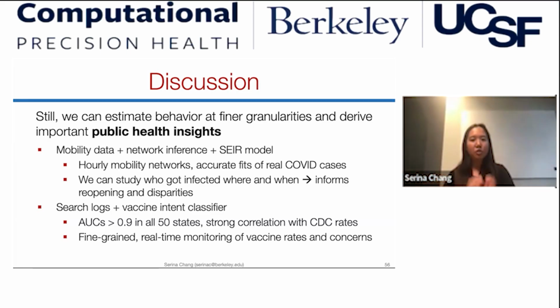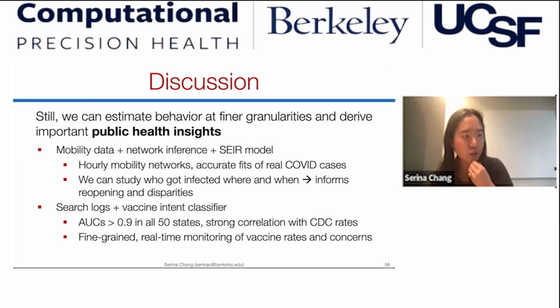And I didn't get to talk about search logs and vaccines as much today, but we built this graph neural network, so a deep learning architecture, to infer from search logs when someone is trying to get the COVID vaccine. And we're able to validate it with strong performance in all 50 states and strong correlations with CDC rates released at the state and county level. And this enables us to do fine-grained, real-time monitoring of vaccine rates and concerns.